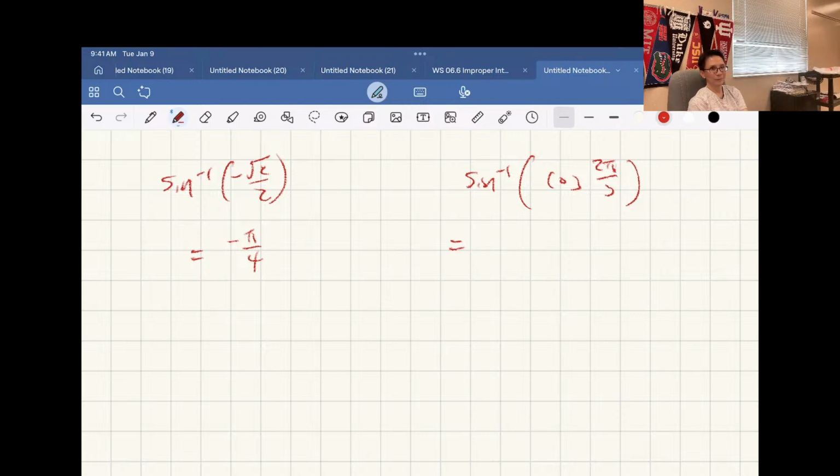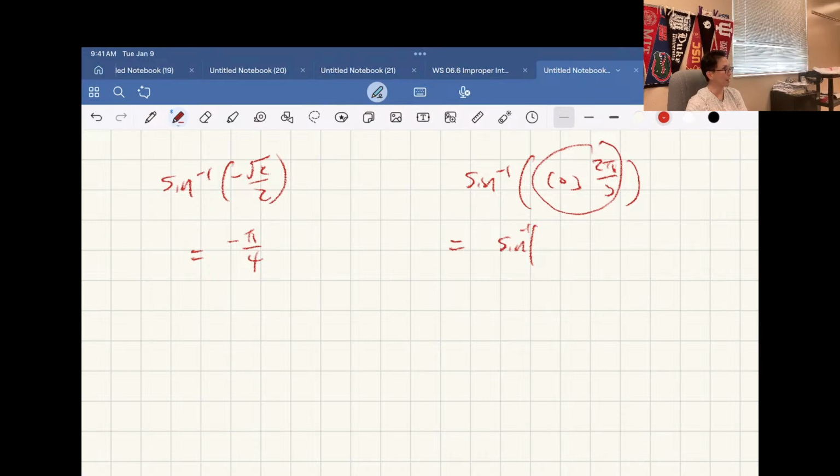Restriction. Pi over 3. Negative pi over 3. Not pi over 6. Negative pi over 6. Start with what's cosine of 2 pi over 3 first. Oh, I was wrong. I'm sorry. No, that's okay. That's fine. We'd rather be wrong here right now than tomorrow. So now you know how to fix it.